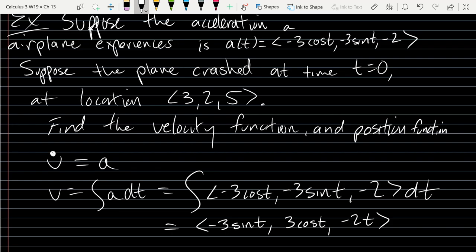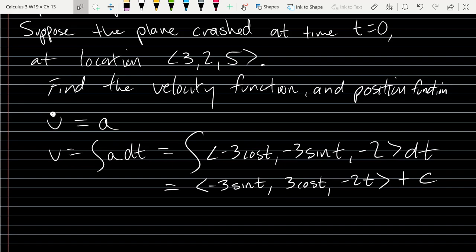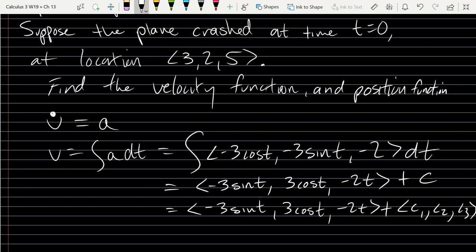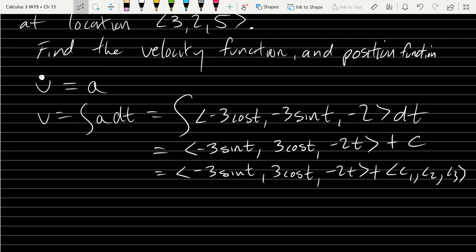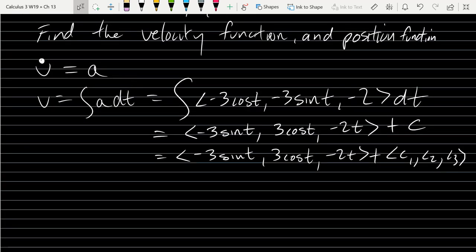So what is missing from my antiderivative? Plus c. So I'm going to write a plus c. What type of constant is this? Number or vector? Vector. It only makes sense, you can't add a vector to a number, so it has to be a vector. So we'll write c1, c2, c3. And we need to figure out c1, c2, and c3. So we need some velocity. So I'm going to plug in 0 right here, see what we get. So we have 0, 3, 0.